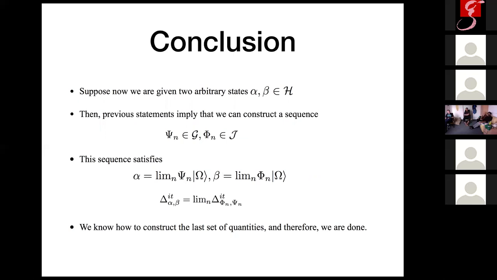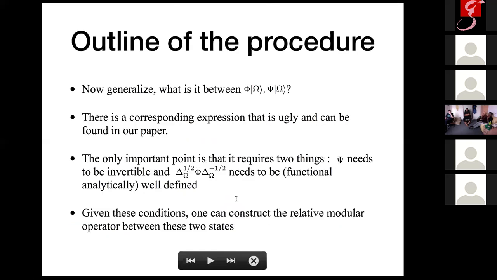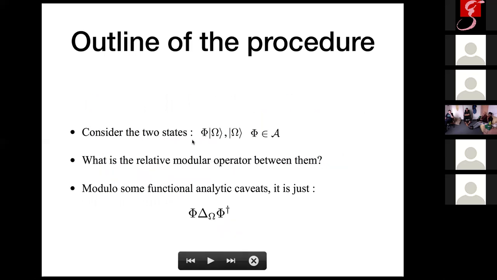What we are interested in is basically delta alpha beta to the iT for T real. This is continuous in the strong operator topology. And since it's continuous, you can actually construct the relative modular operator between psi n and phi n, and then take the limit in n. Let me be again clear. This last quantity, delta to the iT for phi n and psi n, we already know from here.